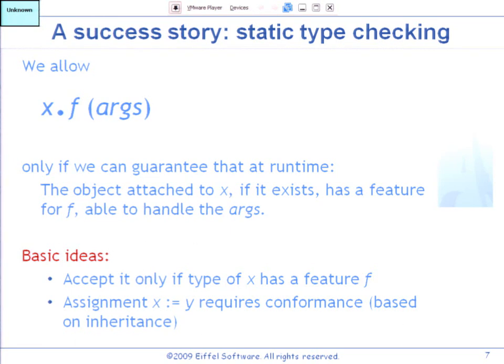So one of the success stories of static type checking is that we allow x.f (args) if we can guarantee at runtime that if there is an object attached to x, and if it has a feature f, then we can call f. All of this is done through type checking. So basically, assignments to x are only allowed if the type of y conforms to the static type of x.